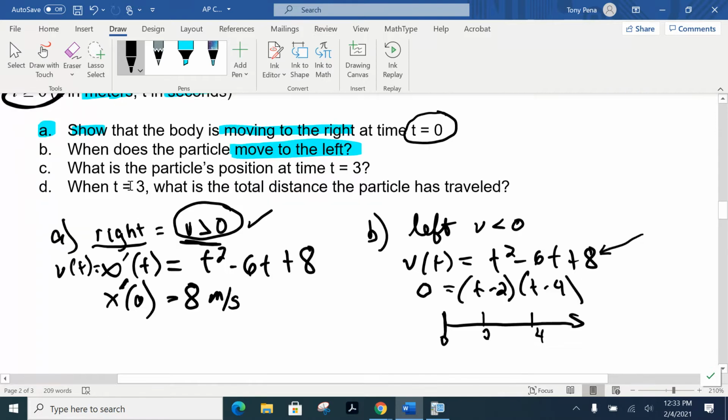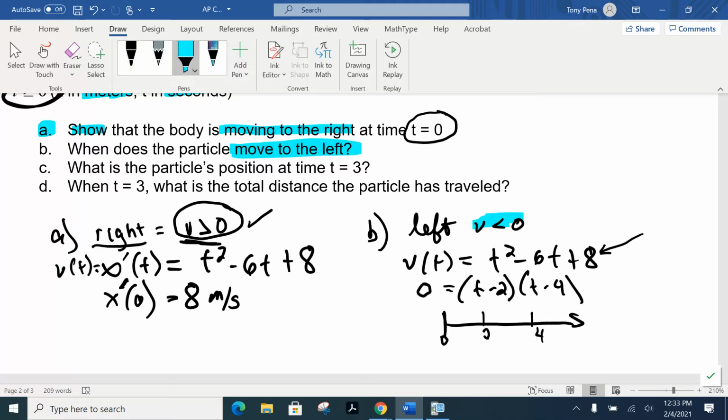Do your sign chart real quick. Break up the cobwebs in your head from those from a while ago. So figure out what our signs are in those intervals. Once we have that, we're just looking to see what intervals we have negative values. And then we can go ahead and write that as when we are moving to the left.